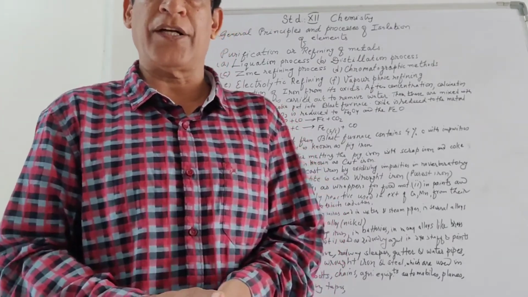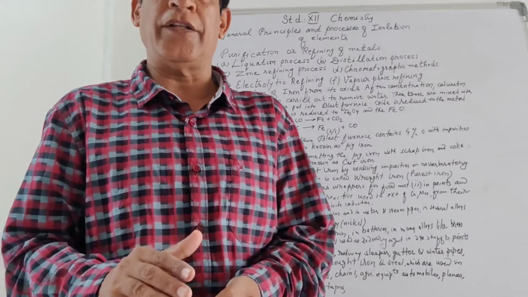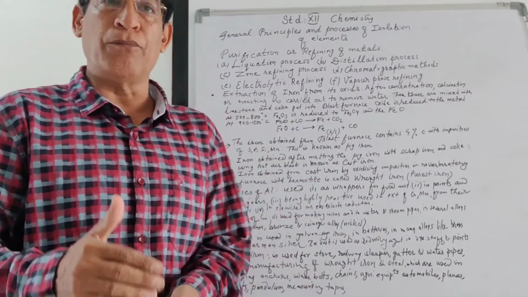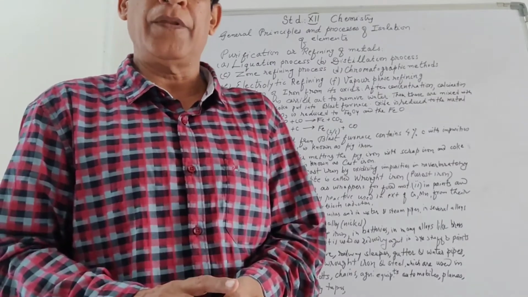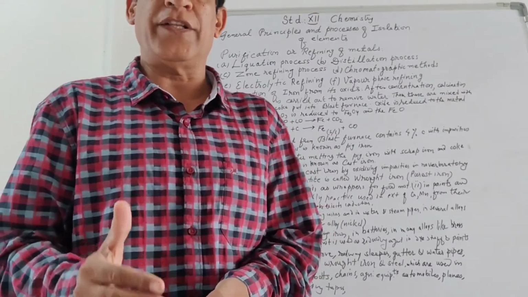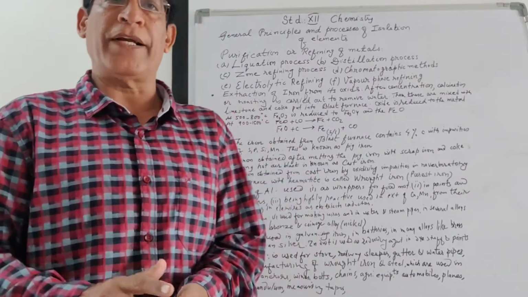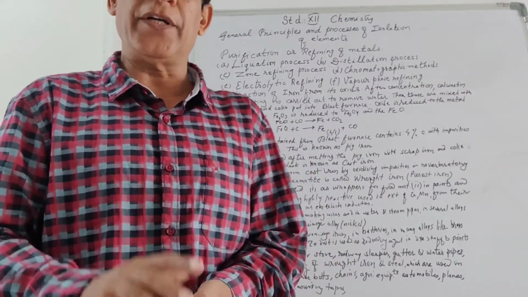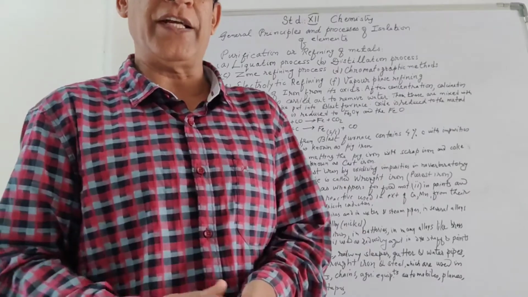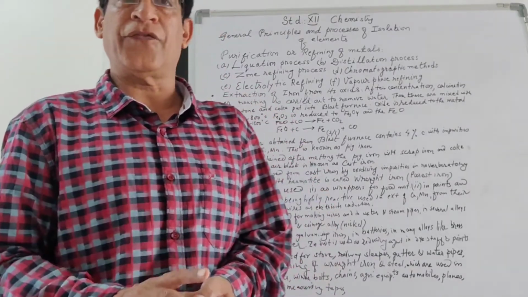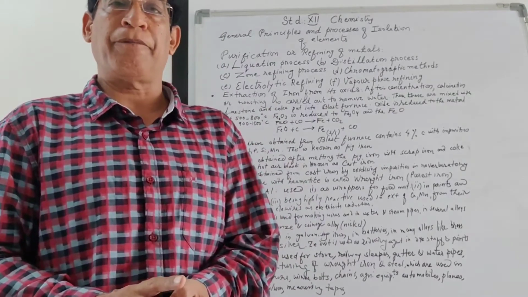Zone refining method is based on the principle that an impure molten metal on gradual cooling will deposit crystals of the pure metal, while the impurities will be left in the remaining part of the molten metal.